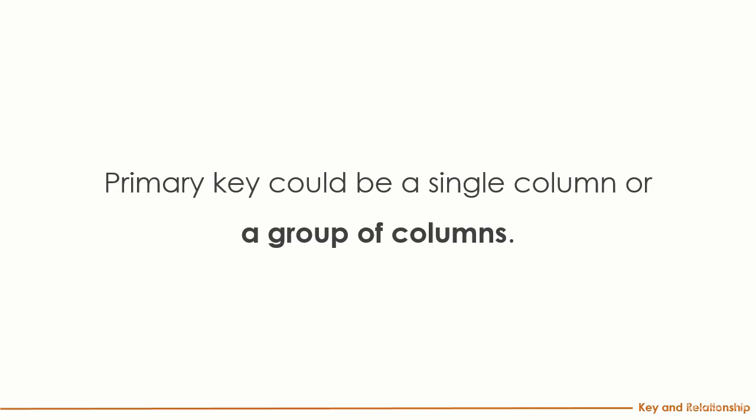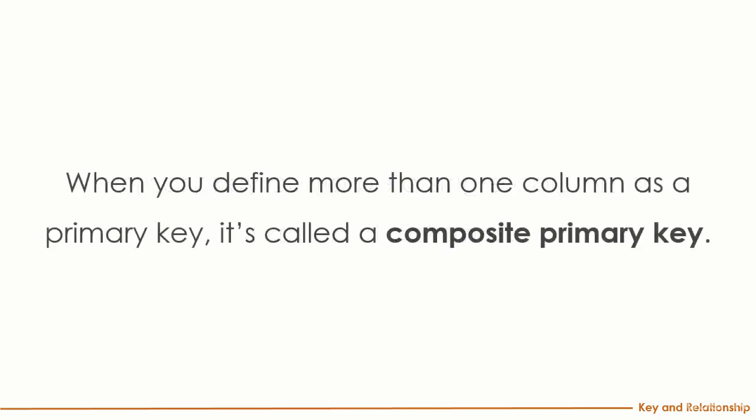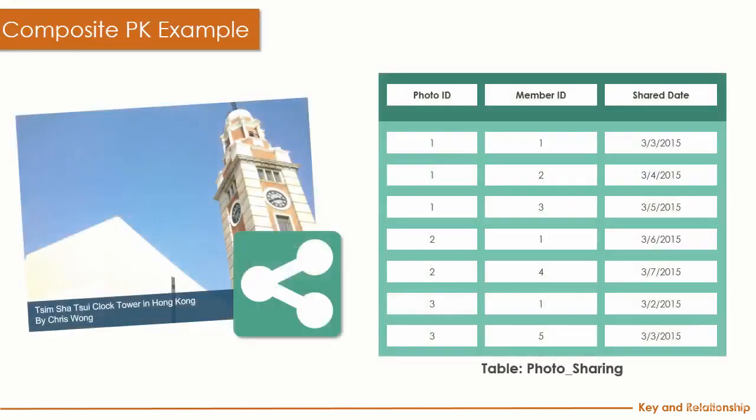A primary key can be a single column or a group of columns. When you define more than one column as a primary key, we name it a composite key. Let's take an example. Here we have a photo table and a photo sharing table. Each photo will have its own ID, but one photo can be shared to more than one member.